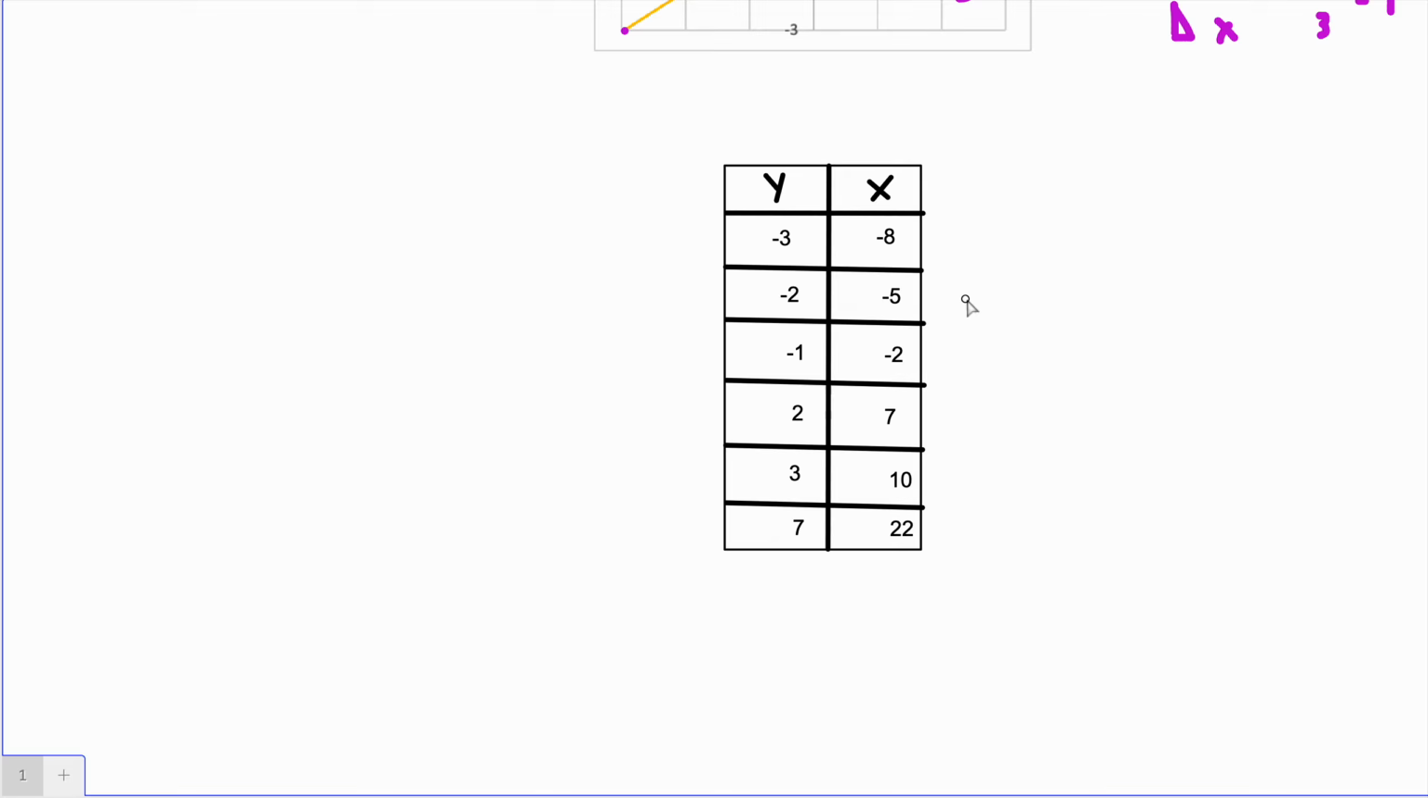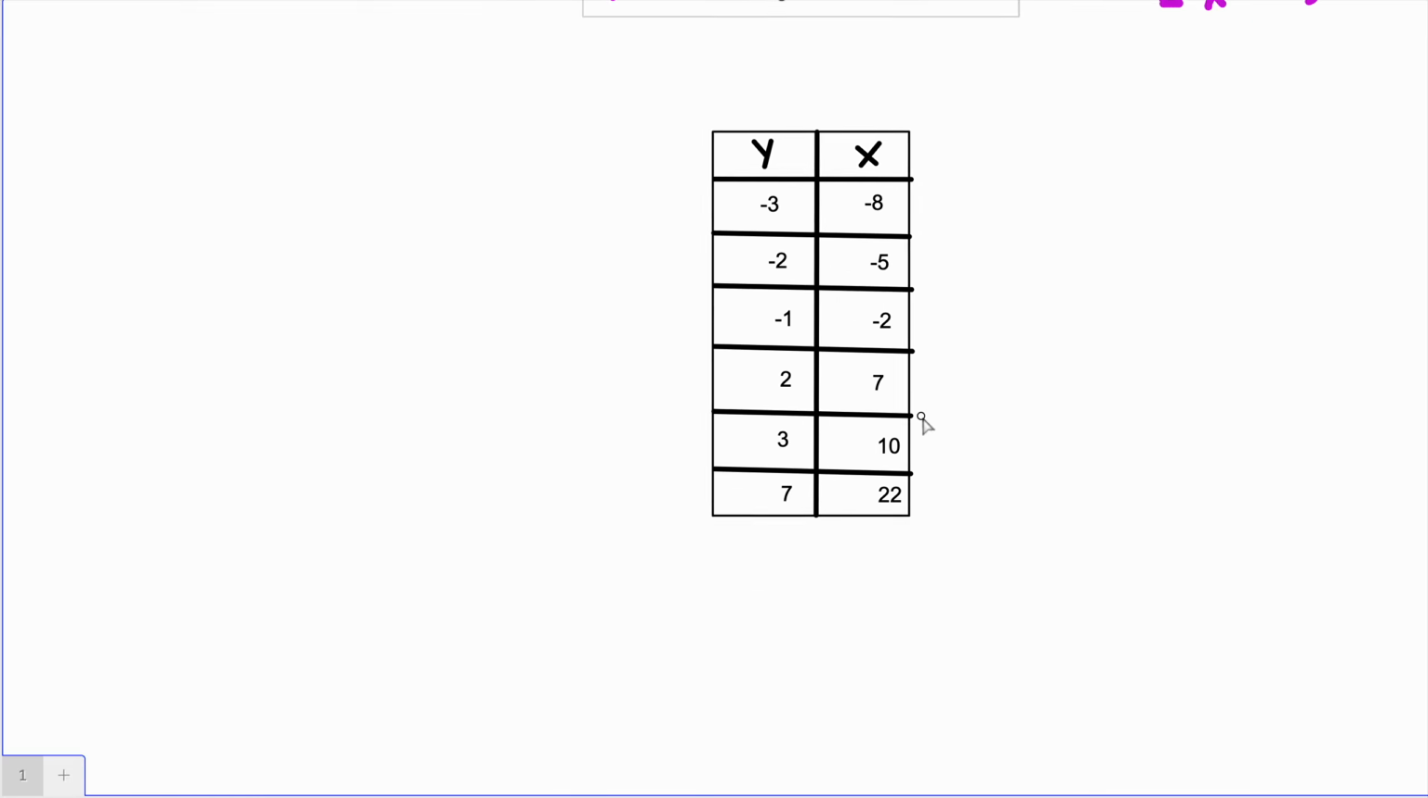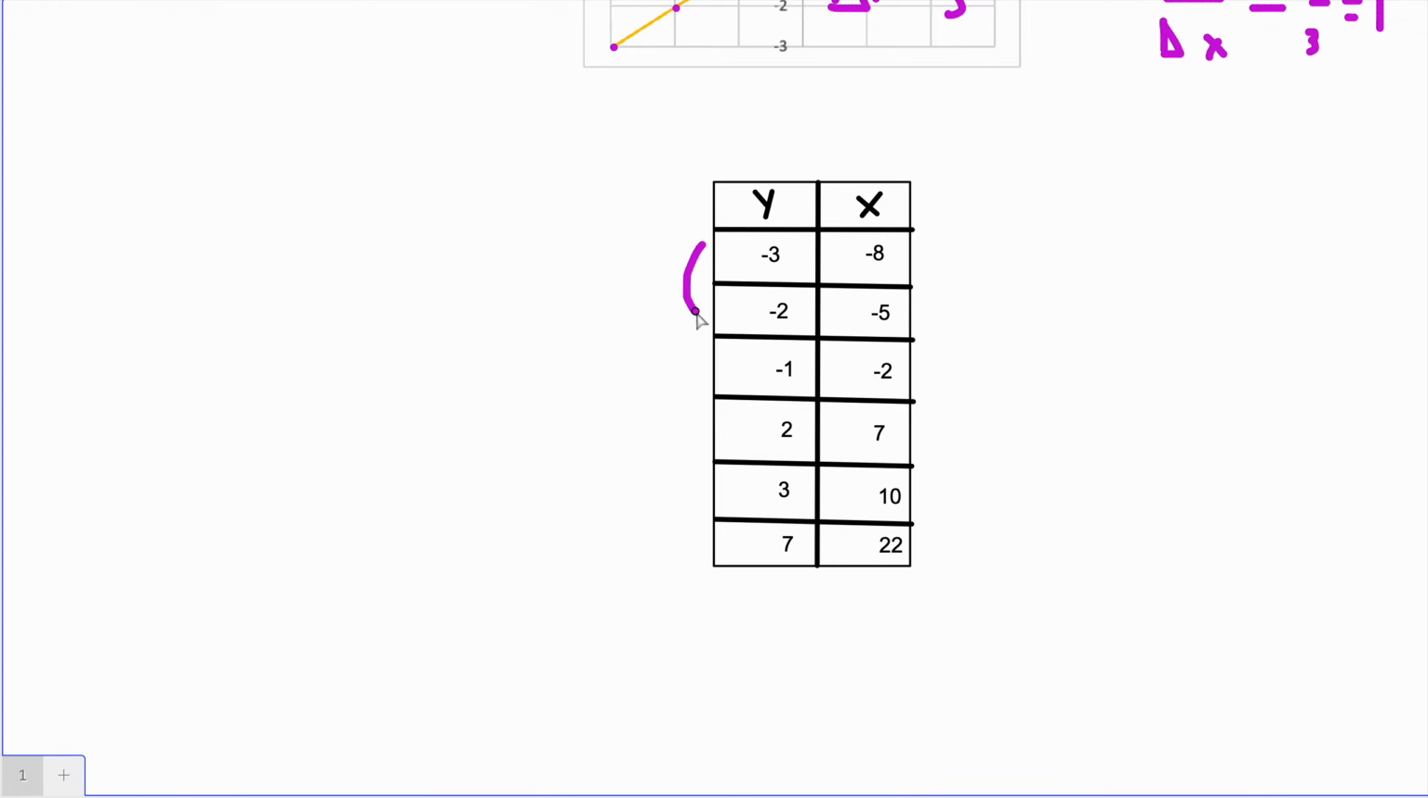Now let's try and do this from a table. -2 minus -3, we increased by 1. -1 minus -2, we increased by 1 again because -2 and -1 are 1 apart. This time we increased by 3 because -1 and 2 are 3 apart. Then we increased by 1. And then we increased by 4.